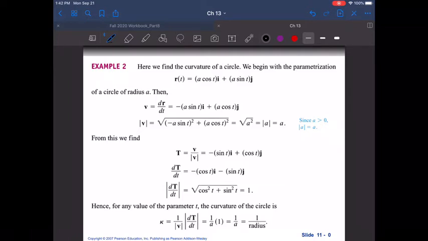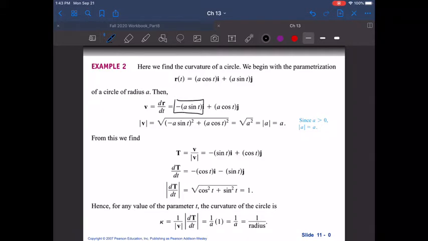So that is the parameterized equation of a circle with radius a. Then v, our velocity vector, is dr/dt, so we just take the derivative of that. The derivative of cosine is negative sine, and the derivative of sine is cosine. These are just the derivatives for the i and j directions. Then the magnitude of v equals the square root of that.